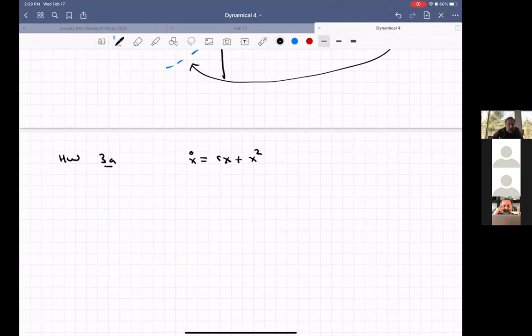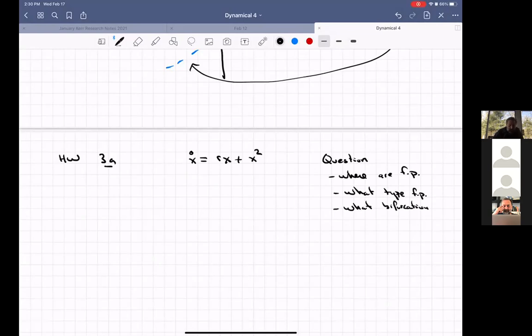Really? Did I really mean to do that one? Oh, these are some fun ones. So let's suppose I have that one, okay? So the question is, where are the fixed points? What type are they? And what bifurcation do I have?